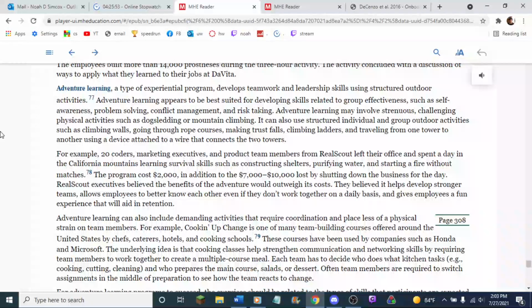Adventure Learning. A type of experiential program develops teamwork and leadership skills using structured outdoor activities. Adventure Learning appears to be best suited for developing skills related to group effectiveness, such as self-awareness, problem-solving, conflict management, and risk-taking. Adventure Learning may involve strenuous, challenging physical activities such as dog sledding or mountain climbing.